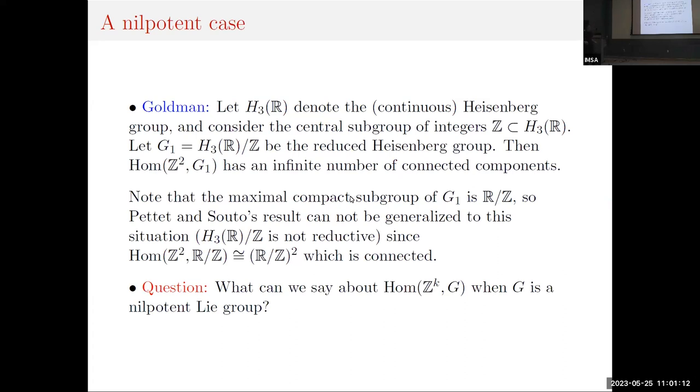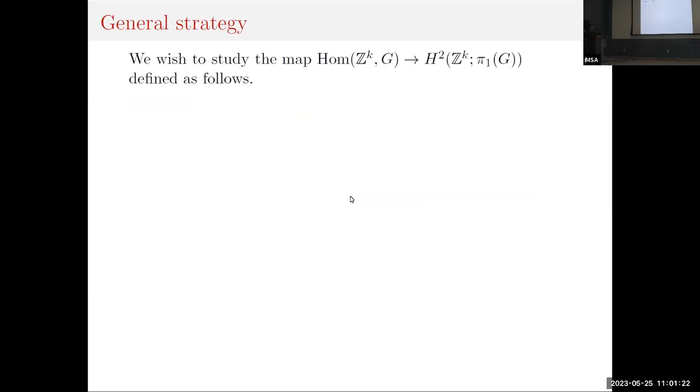That raises the question, what can I say of the commuting elements when using a nilpotent Lie group? Okay, and well, that's sort of the purpose of this talk, and what I'm working on with Omar. And what's the general strategy to study these spaces? So this is sort of what Goldman did with this polynomial situation.